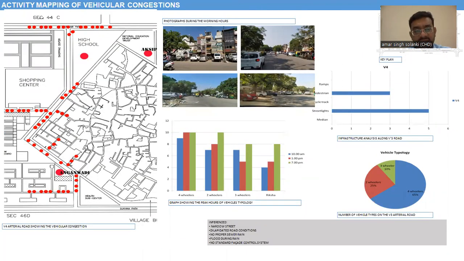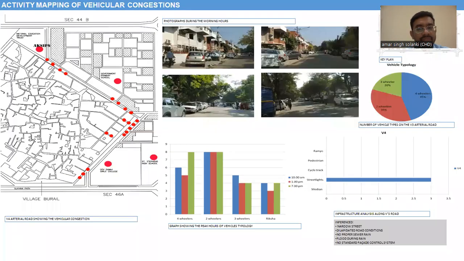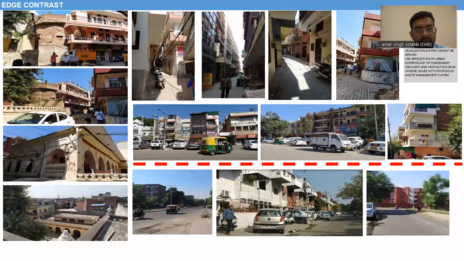Vehicular congestion at different nodes, why the congestion is occurring, how we can resolve the issues, and how these are impacting the mental mapping of a user. Activity mapping is being done with respect to pedestrian, commercial, and other movements. So these slides talk about activity mapping, and now as you can see, these are a few images of the Burrell village, the interiors of the village, wherein you will see multi-storied buildings and no regulations, no bylaws being followed here.